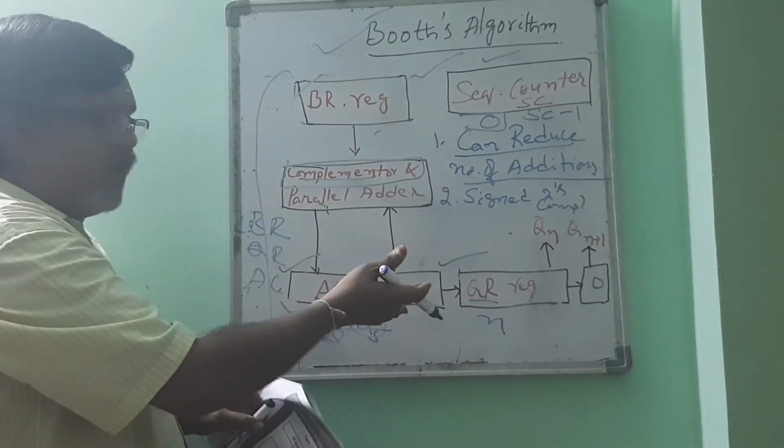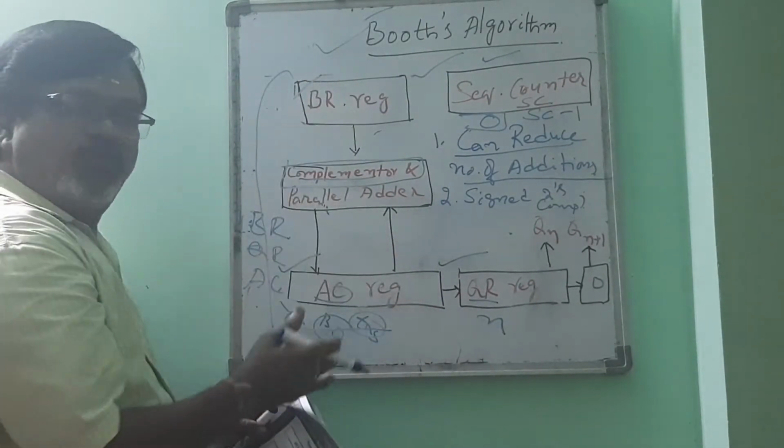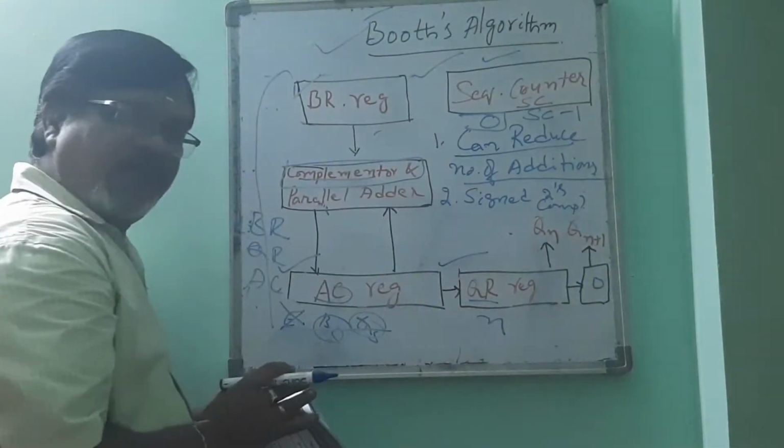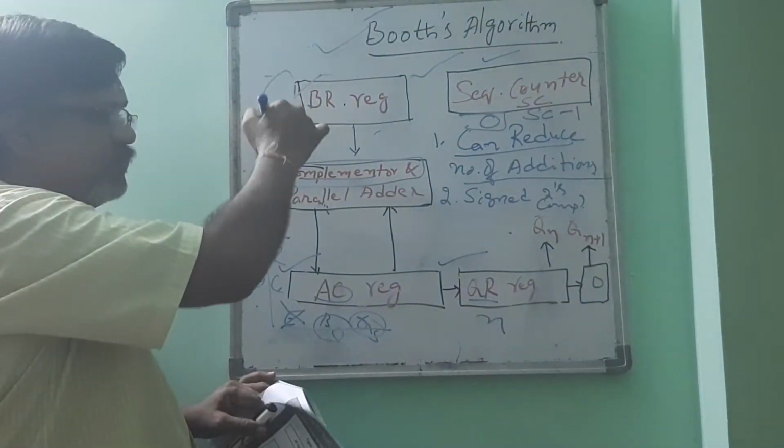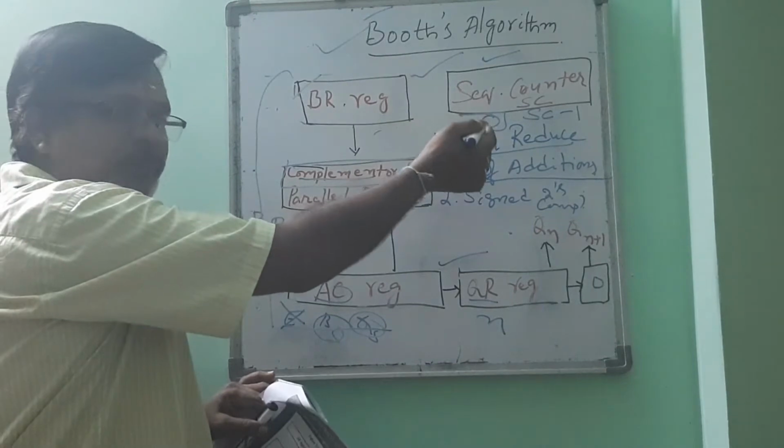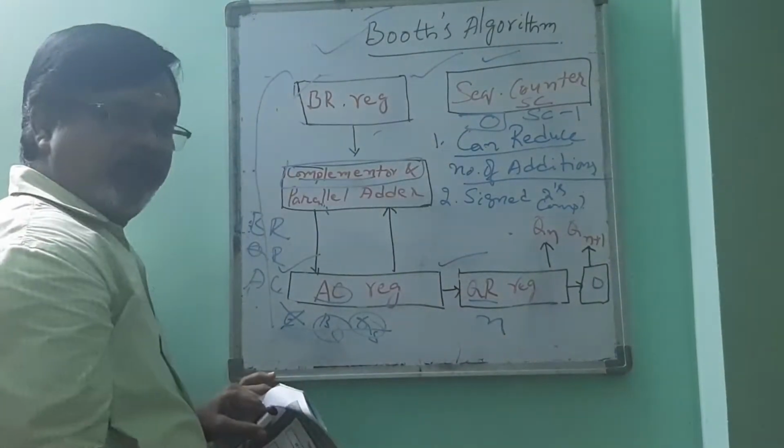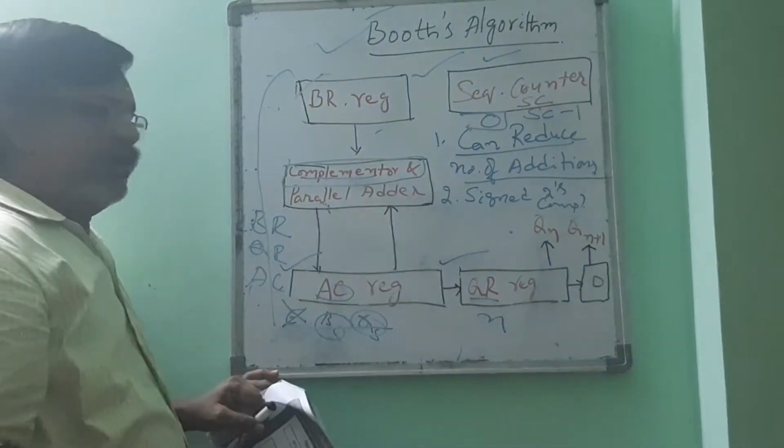Now we will draw the algorithm for Booth's algorithm and take an example, so that we know step by step how the algorithm is implemented for the example. Okay?